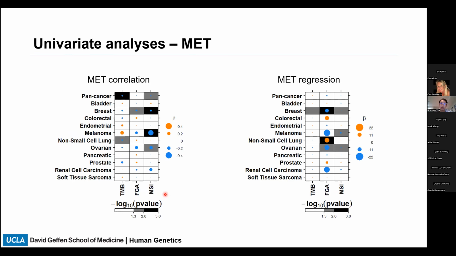So those were demographic covariates. Let's look at the correlation between exercise and genomic features. This shows that exercise is associated with some genomic features in different cancer types.